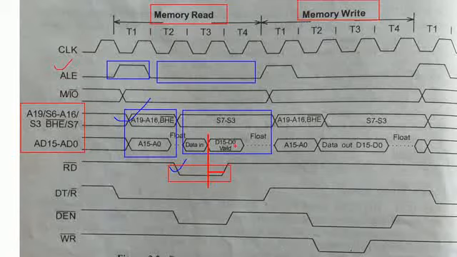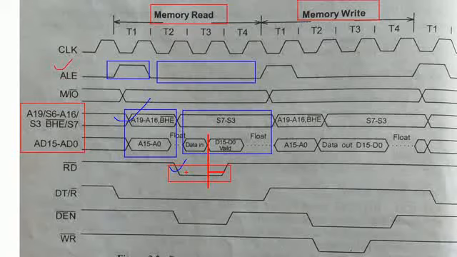RD bar signal is not going to be active low during the first clock cycle of the machine cycle, that is, the memory read. For the memory read operation, we have 4 clock cycles. Within the first clock cycle of these 4 clock cycles, the read signal is not active low. Just concentrate on that. You simply focus on the concept.